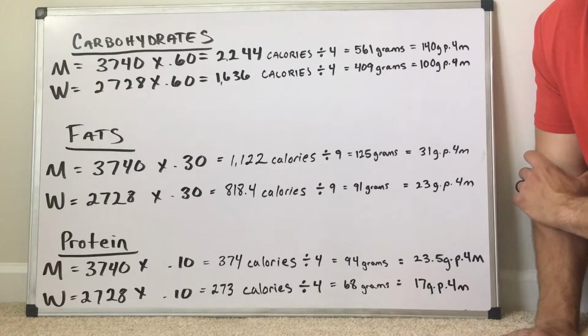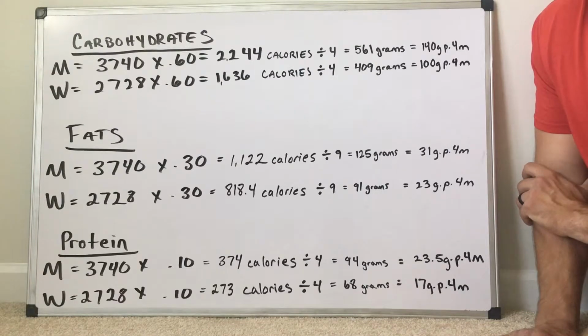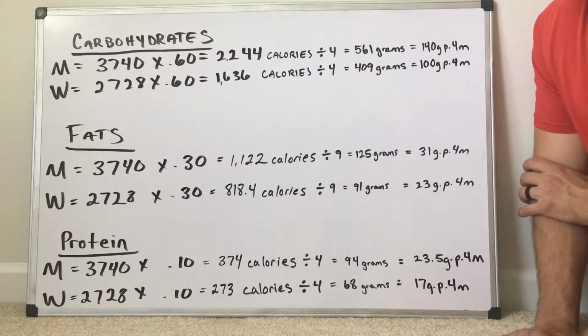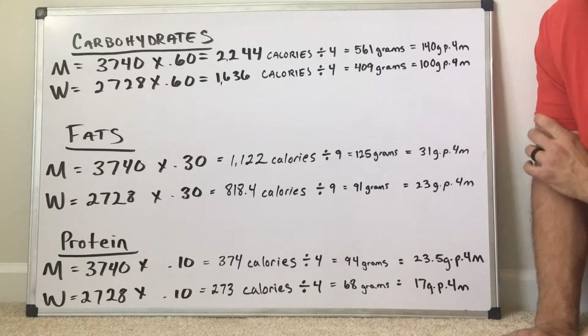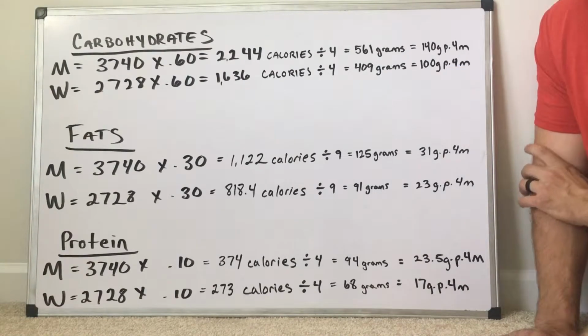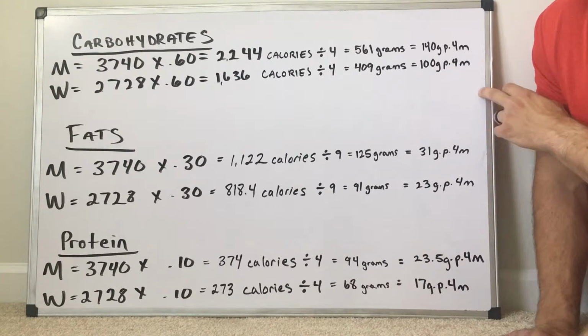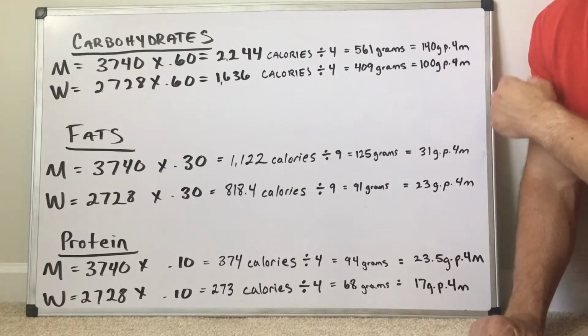simple. For women, 2,728 times 0.60, or 60%, is 1,636 calories from carbohydrates. Dividing that by 4, getting 409 grams of carbohydrates, or dividing it by 4 again and getting 100 grams per 4 meals. So if you eat 4 meals, 100 grams for women, 140 grams for men, or for your average intake.